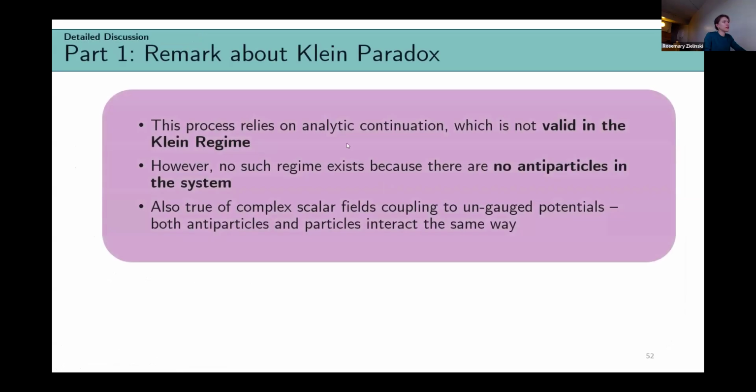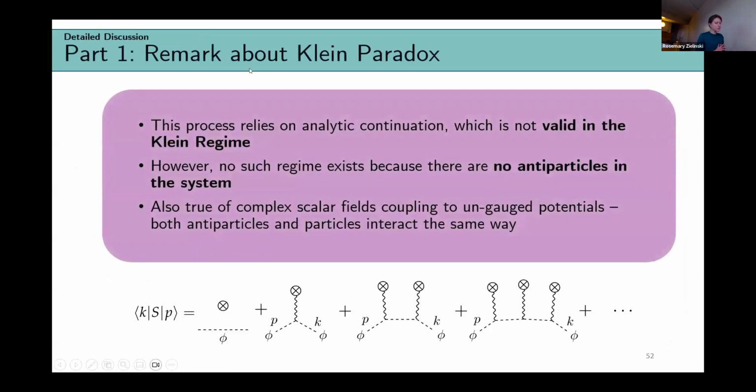So at this point, I think it's also worthwhile including a slightly more detailed discussion of what I've just spoken about. So in the first part, I just want to make another remark about the Klein paradox, and that our process of Feynman diagram summation relies on analytic continuation, which is actually not valid in the Klein regime. But in the context of this work, this is actually not a problem, and that's because no such regime exists, because there are no antiparticles in this system. So if there were antiparticles, you'd have to find another way to sum such a series.